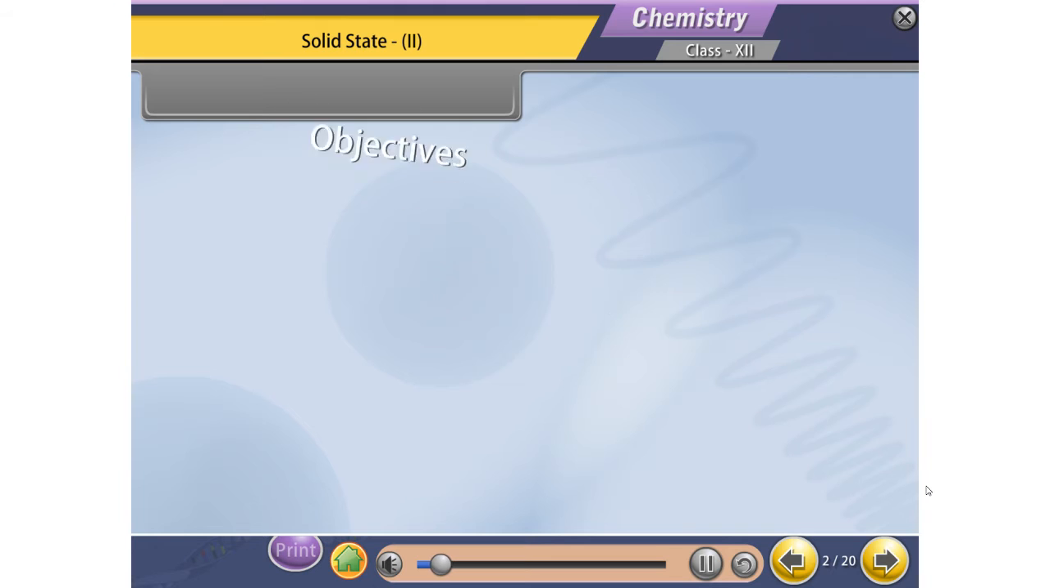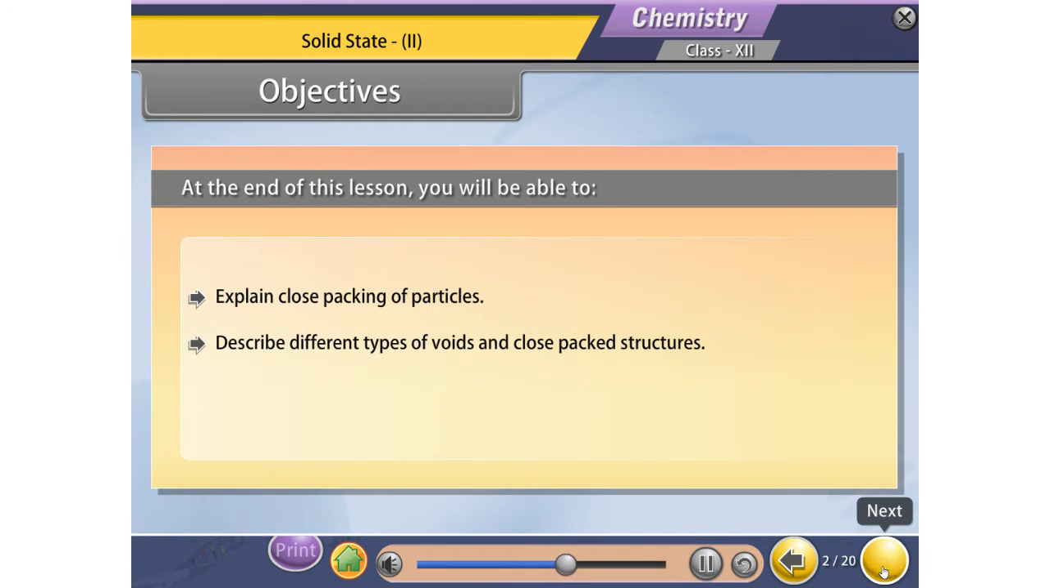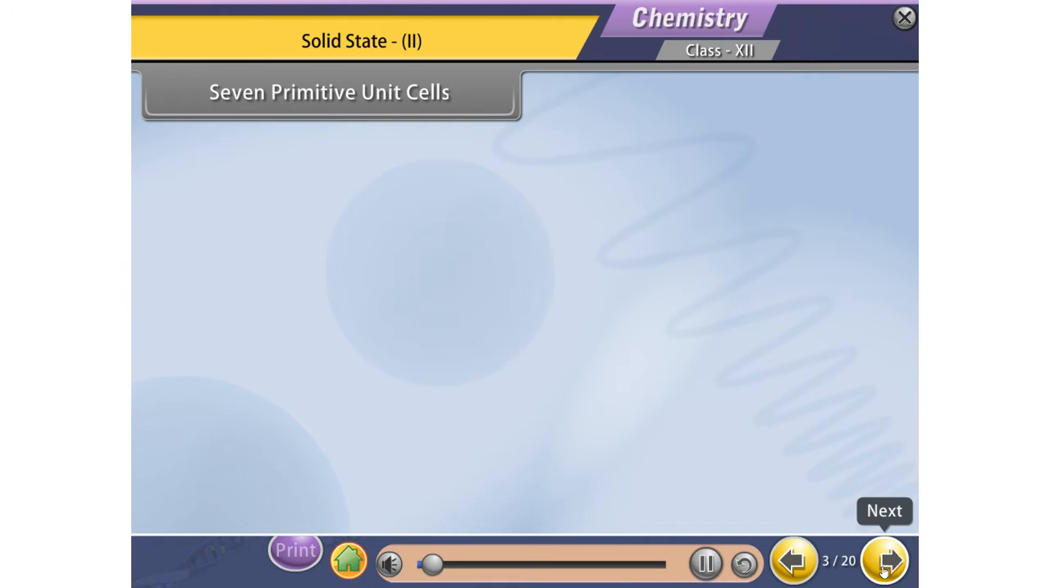Objectives. At the end of this lesson, you'll be able to explain close packing of particles, describe different types of voids and close-packed structures, and calculate the packing efficiency of different types of cubic unit cells.